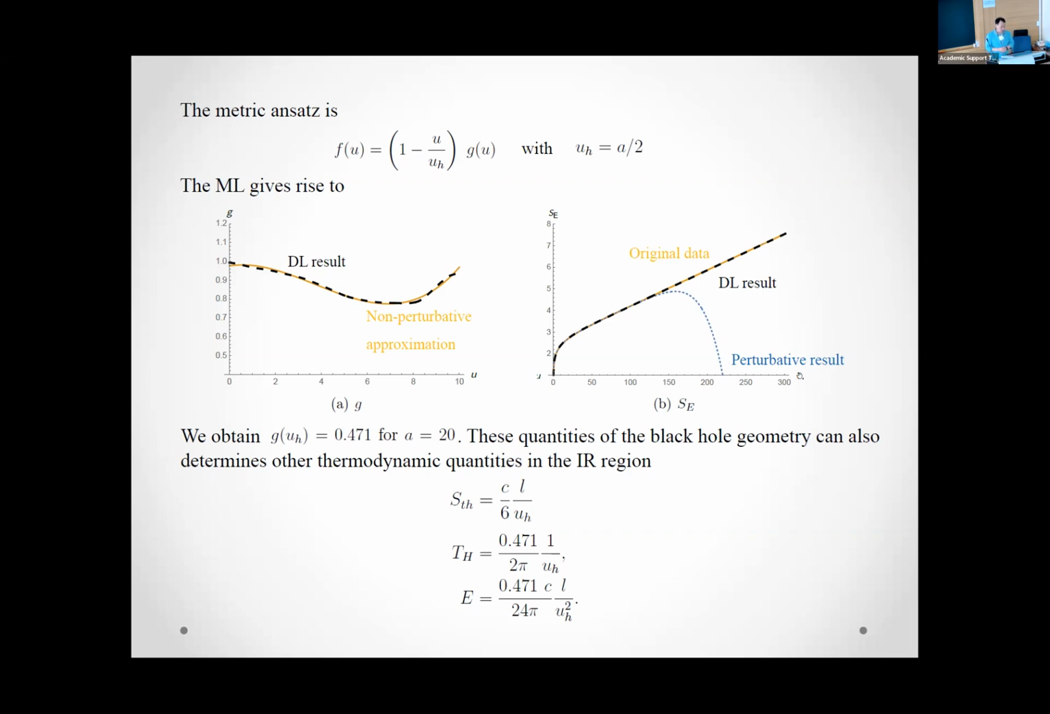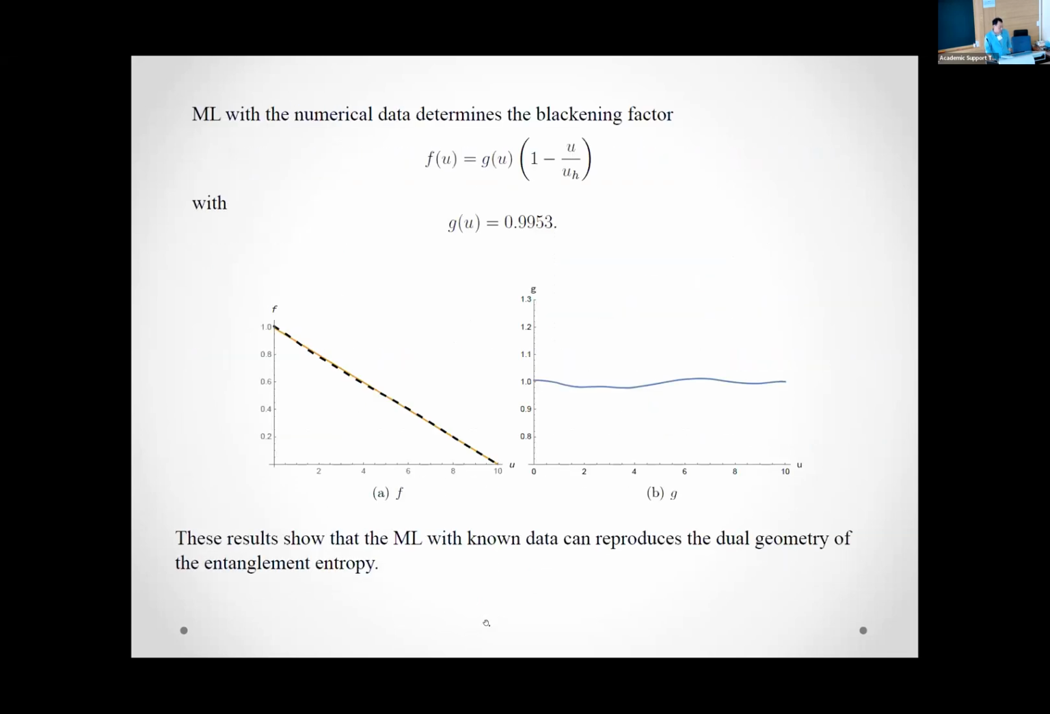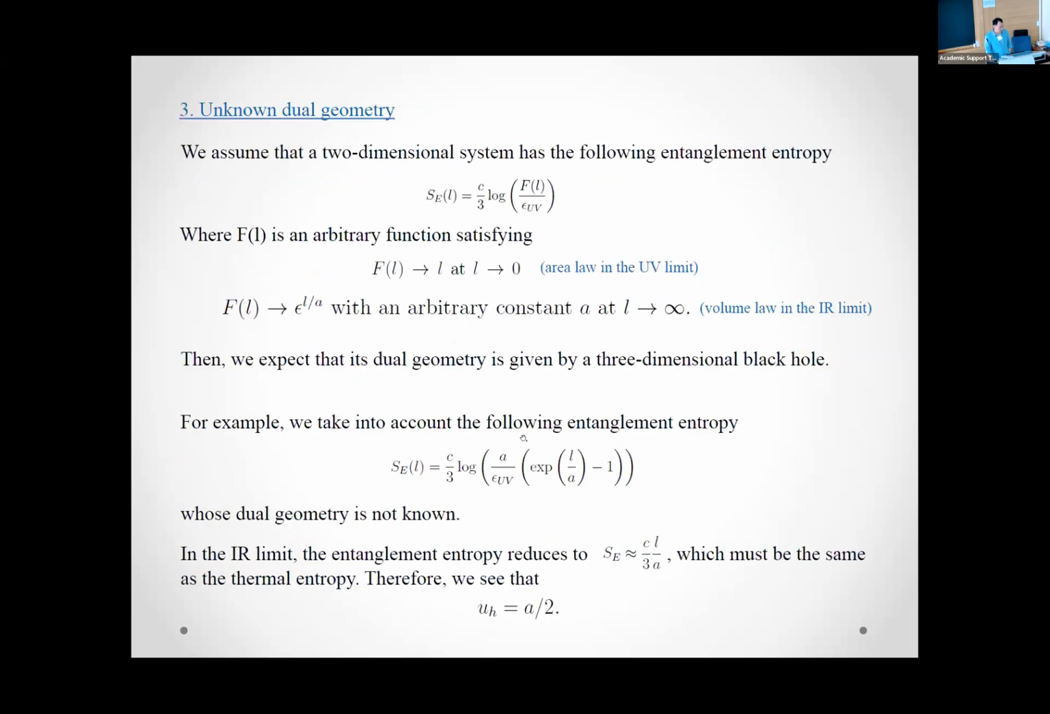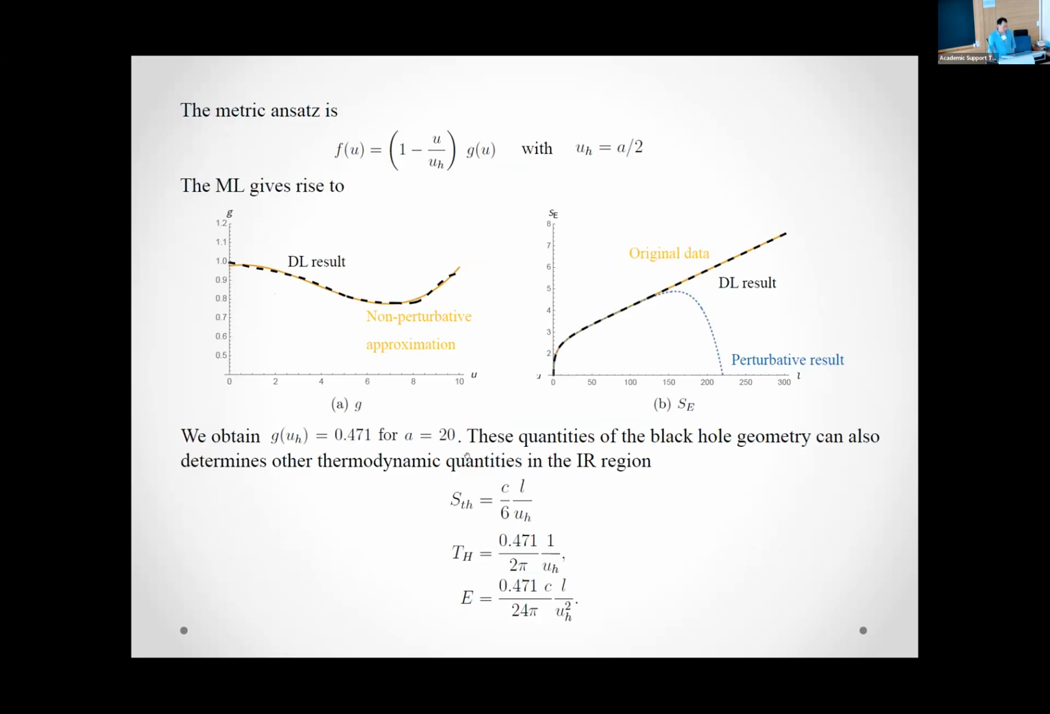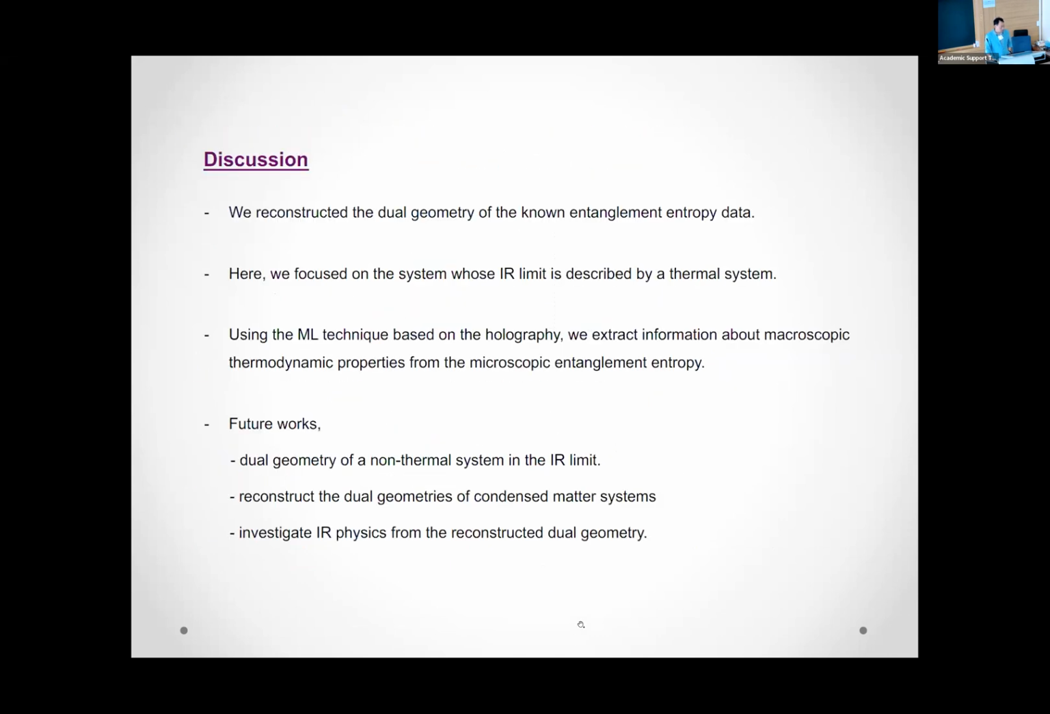perturbation is not valid. From this known metric, we can also determine the entanglement entropy, temperature, and internal energy of this system. We don't know what that system is, but it allows these types of entanglement entropy. Then we can see that the thermodynamic property of the system is given by this one. Yeah, so this is a simple approximation.